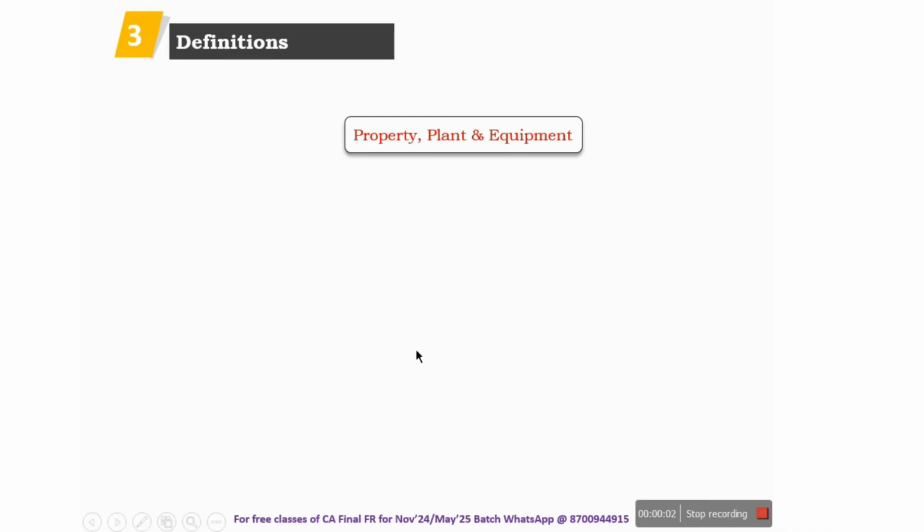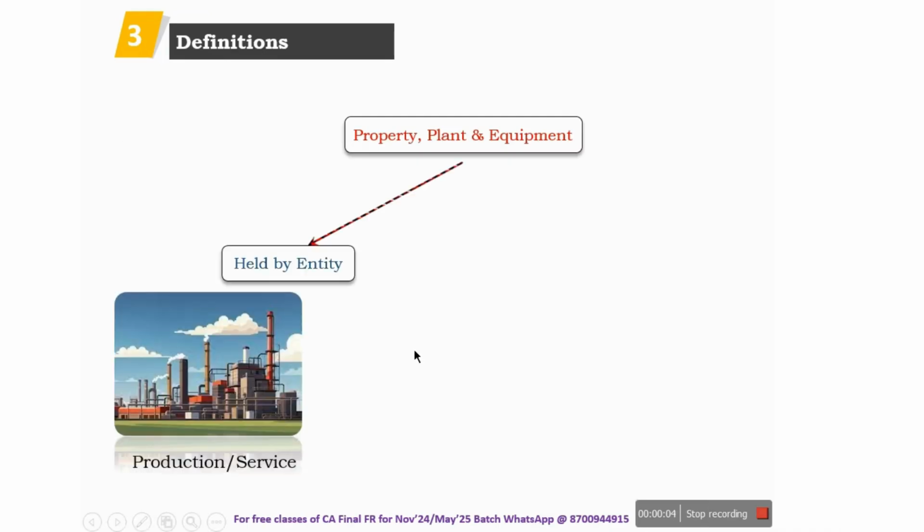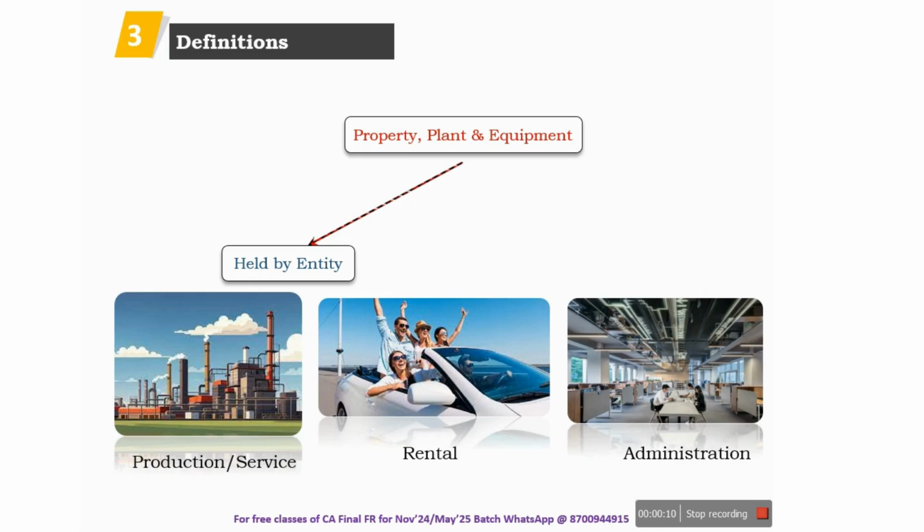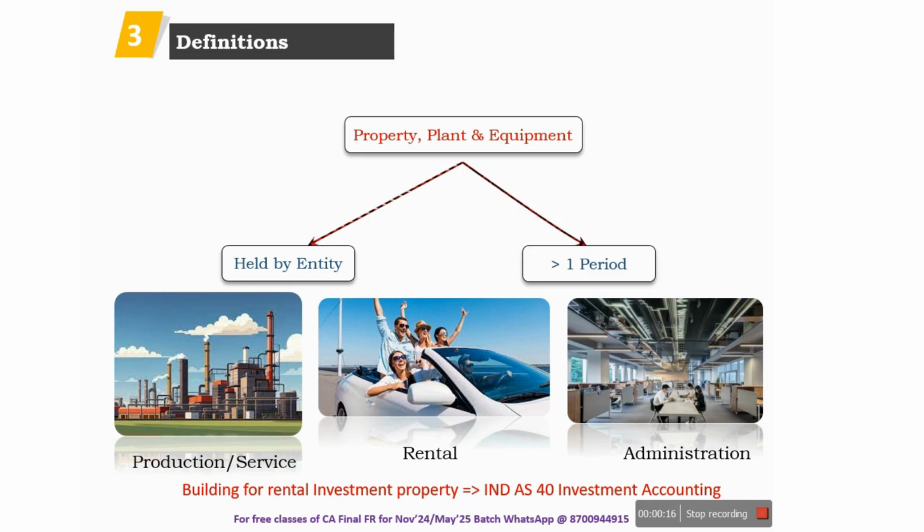PPE are tangible assets held by an entity for usage in production or providing services, or for rental purposes, or to be used for administration purposes. And these assets should be held by an entity for more than one period. Here we need to take care that what is more than one period is not defined in Ind AS 16, and ordinarily we should take it as an annual period.